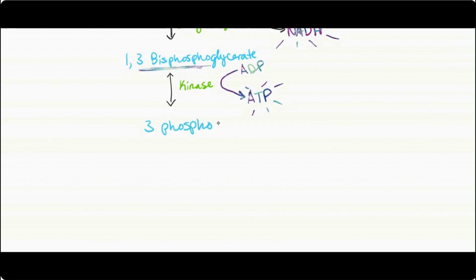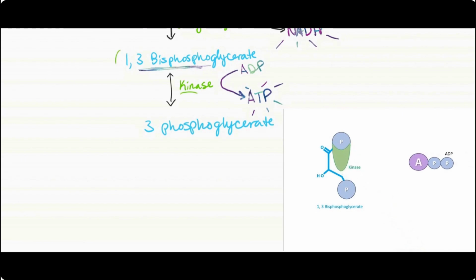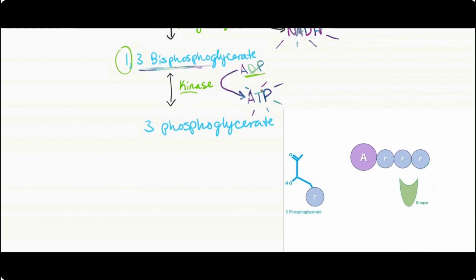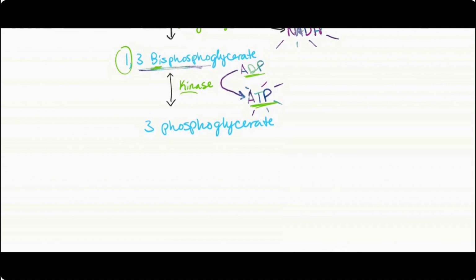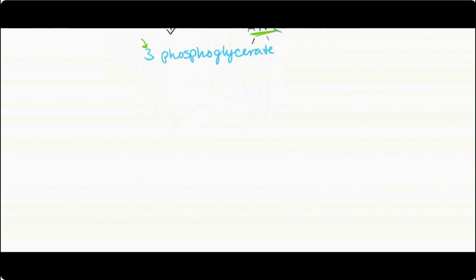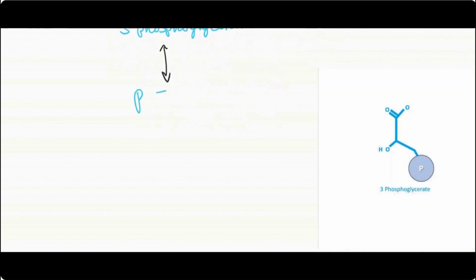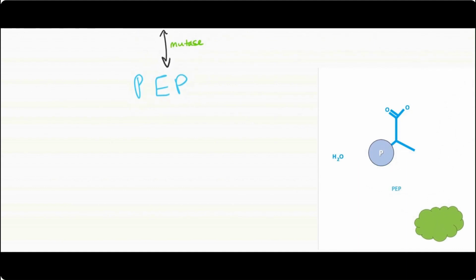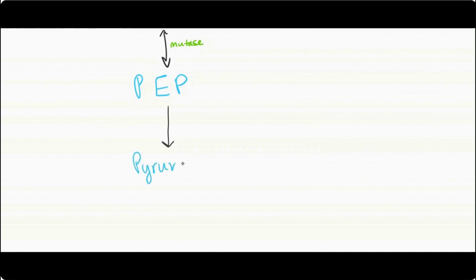If we want to break down where this name came from, basically the kinase here stole one of the phosphate groups on that first carbon there and then gave it to ADP, making that ATP, right? So now it's not a bisphosphoglycerate because bi refers to 2, it's just phosphoglycerate. And that phosphate group is on the third carbon of that molecule. Sound good? Okay. From here, 3-phosphoglycerate is then converted into PEP via an enzyme called mutase. And then we have our final step in glycolysis for this half of the triose, where PEP is converted into pyruvate, which is, again, a 3-carbon molecule.